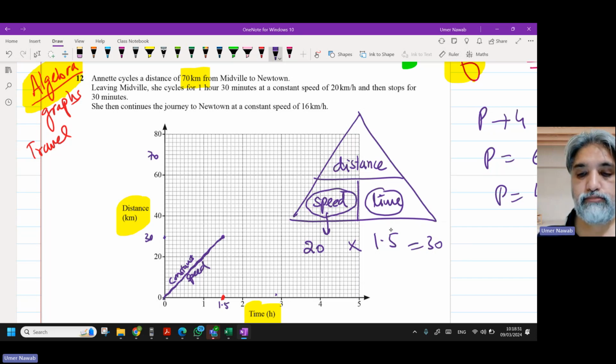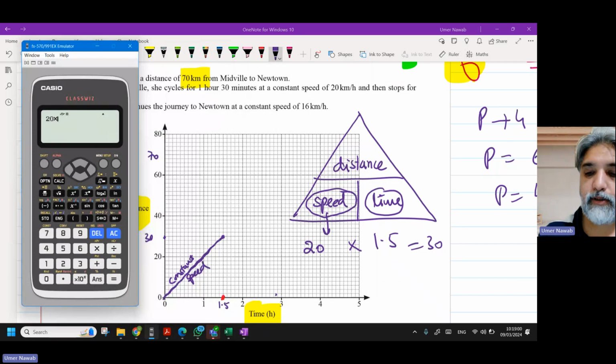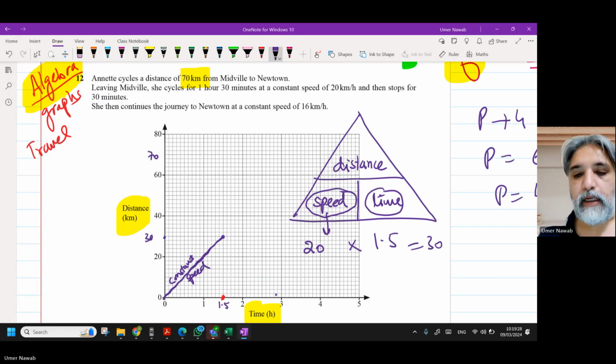If a student says, Mr. Omar, I don't know how to convert 1 hour 30 minutes into hours, you may use a calculator. How? I'm going to use this key, 1 hour 30 minutes, and then I got my answer as 1.5, although it is showing 1.5 hours because the calculator is understanding like this. So I got my answer as 1.5, and 30 kilometers is the distance.